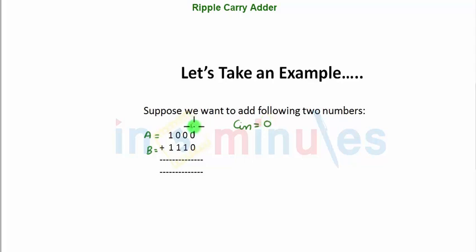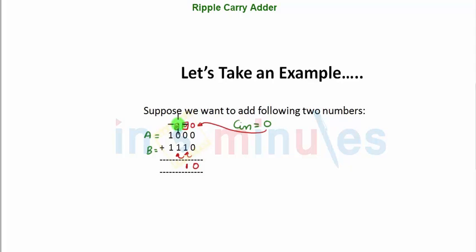This 0 would be taken here, this Cin 0. So 0 plus 0 plus 0 would lead to a sum which is 0 and Cout to be also equal to 0, which becomes a Cin to the next stage. Remember, the Cout of the first stage becomes the Cin to the next stage. Okay, the next stage we have 0 plus 1, which leads to a sum of 1 and a Cout of 0. So again the same thing, the Cout of the second stage becomes the Cin to the third stage.